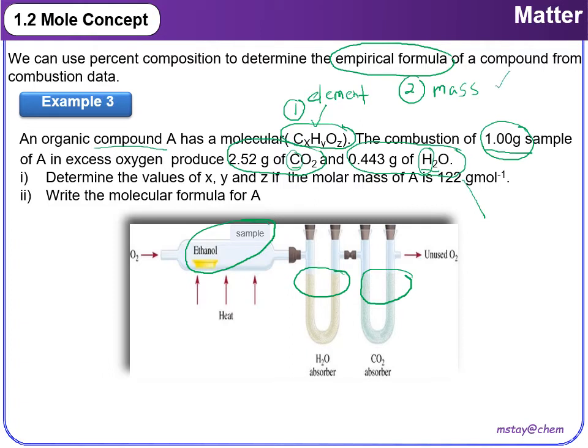Once we know the mass, then we can find the number of moles. After we find the number of moles, then we can find the simplest ratio. Then we can know the empirical formula. After we know the empirical formula, and then looking at this question here, you are given the molar mass. So it means that you can use the relationship between the empirical formula and the molar mass to find the n value.